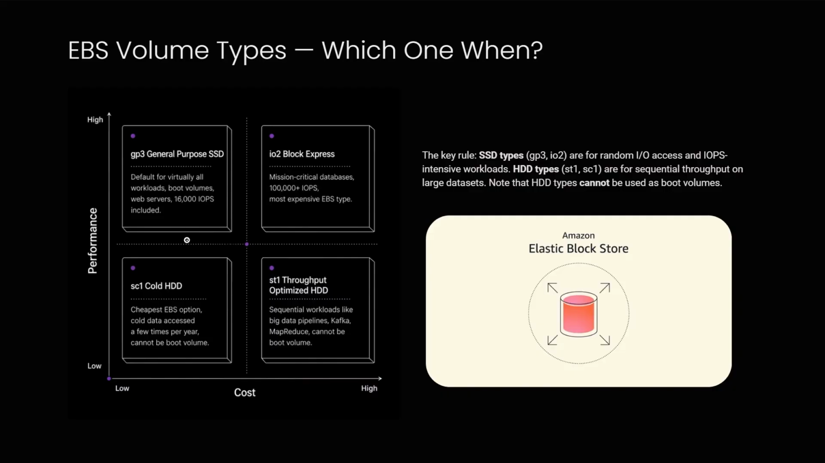Before we even look at the specific types, write this golden rule down for the exam. You cannot use a cheap spinning HDD as a boot volume. If you want to install Windows or Linux, you have to use an SSD. HDDs, that is hard disk drives, are strictly for holding massive amounts of data, not running operating systems. Now let's break down exactly which drive you should choose in the real world.